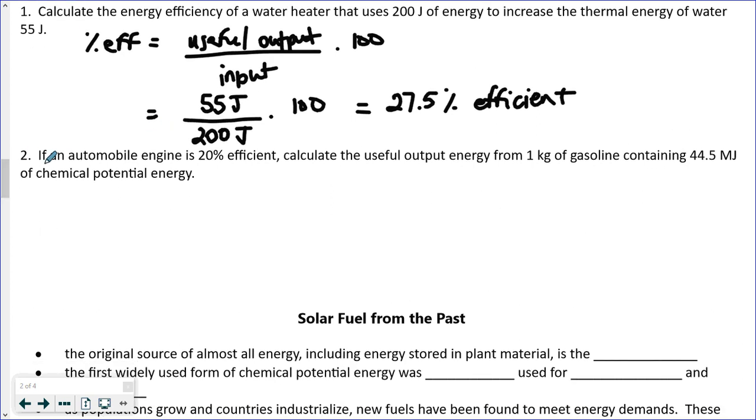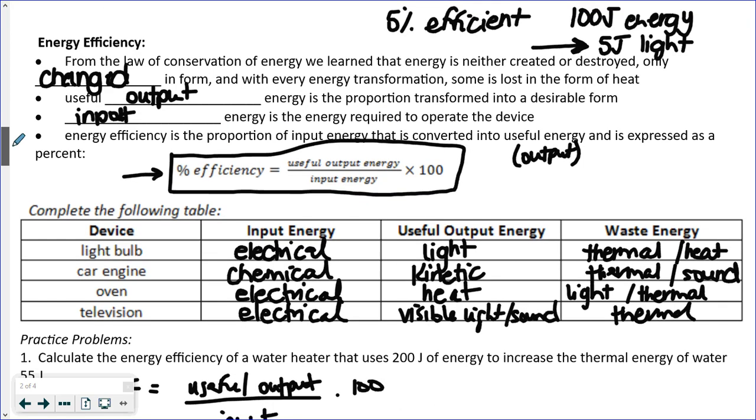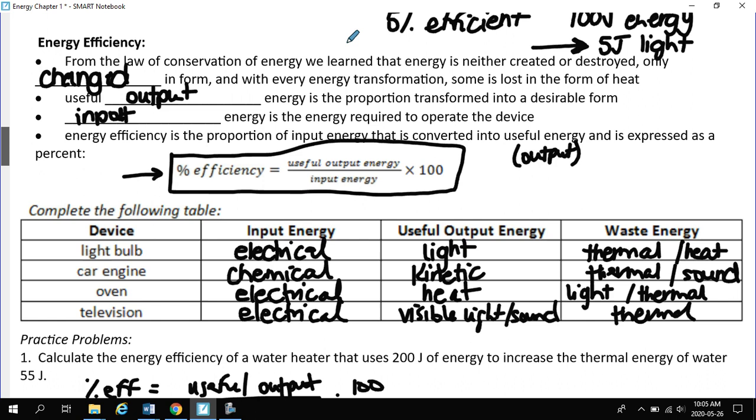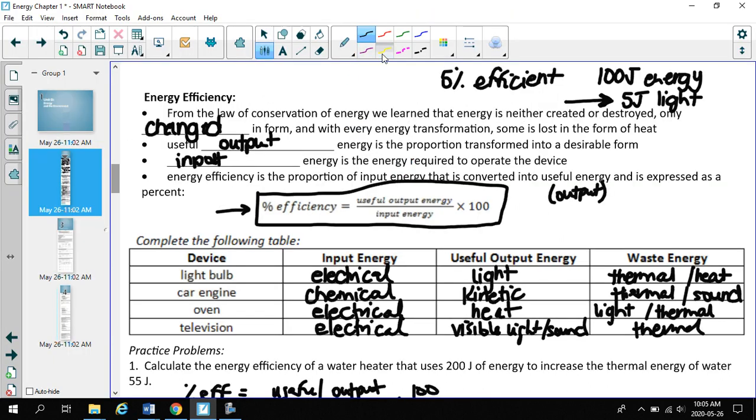So this next one, it says if an automobile is 20% efficient, calculate the useful output energy from 1 kilogram of gasoline containing 44.5 megajoules of chemical potential energy. So what we actually need to do is rearrange this formula. It's asking us for our useful output energy. So it's asking us to rearrange our formula to solve for this.